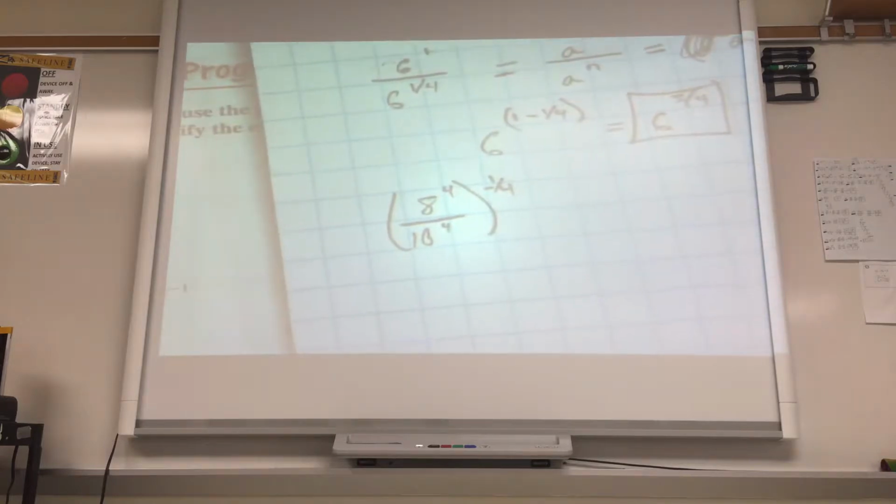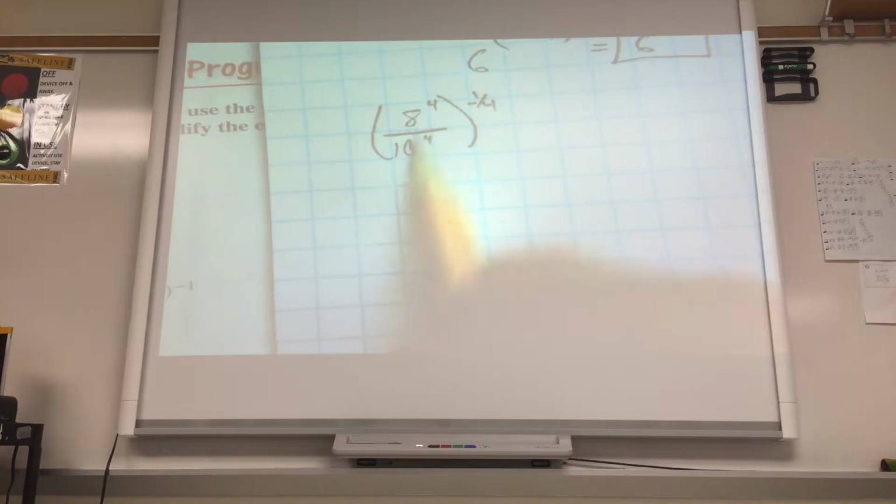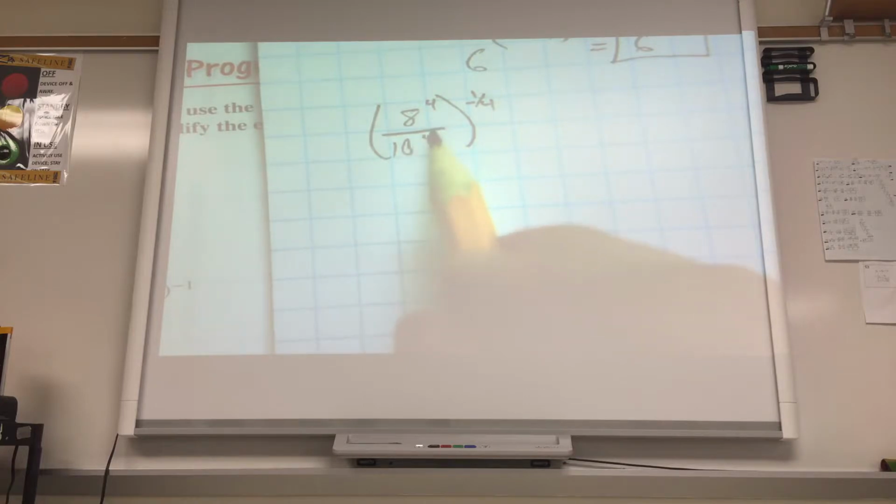All right, so there's number 7. There's a rule, quotient rule. Again, first question, is it a quotient? Yes. Second question, are the bases the same or are the exponents the same? The exponents are the same.